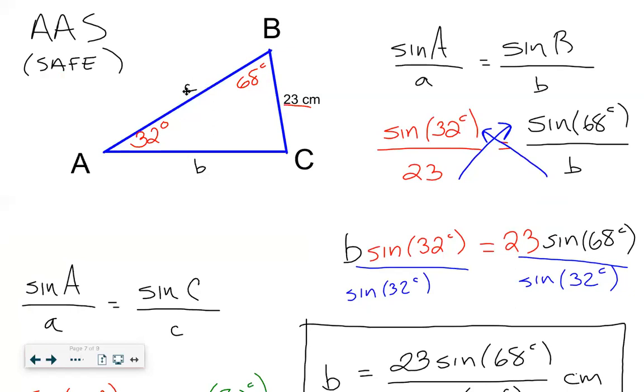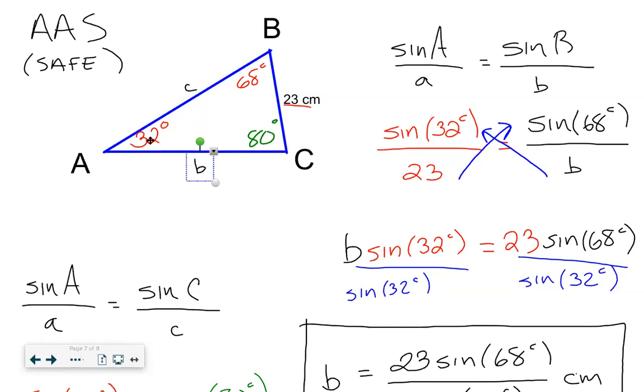Now I need to find side length c. Since I have two angles, I can easily find my third angle because all three angles of a triangle always sum to 180 degrees. So that gives me angle C is 80. Then I can use a similar strategy, the law of sines, to find side length c. When possible, always use given information. In this case, I would prefer to use 32 degrees and 23 centimeters instead of 68 degrees and the value we just found for b. That's because if we made a mistake finding b, then c is automatically incorrect.